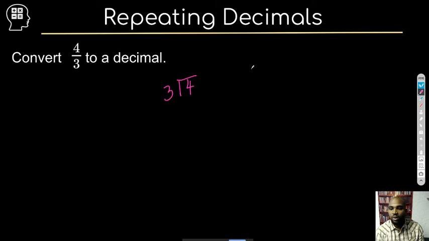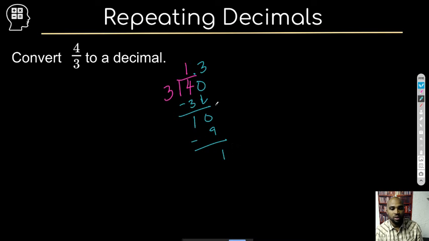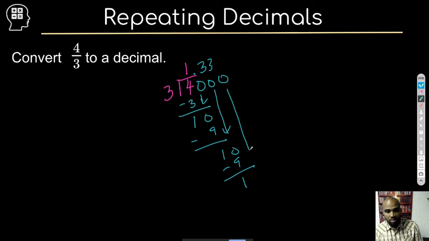3 goes into 4 one time. 1 times 3 is 3. 4 minus 3 is 1. I'm going to put a decimal here, and I'll make a 0. So bring this 0 down. So 3 goes into 10 3 times. 3 times 3 is 9. That leaves 1. We can bring a 0 here. Bring that 0 down. 3 goes into 10 3 times. 3 times 3 is 9. 1. Bring a 0 here. Bring a 0 down. 3 goes into 10 3 times. 3 times 3 is 9. 10 minus 9 is 1. Bring a 0 here and 0.